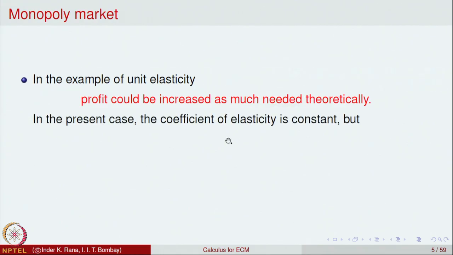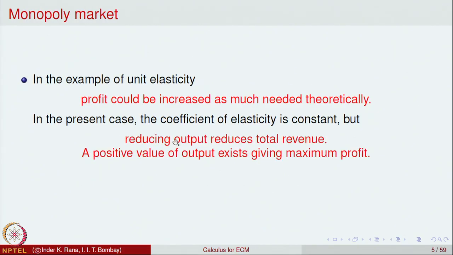In the present case, the coefficient of elasticity is again constant, but the value is equal to 2, it is more than 1, and in this case reducing output reduces total revenue. So, that means if you increase the output, you will increase the revenue, and a positive value of output exists giving the maximum profit, and that is what we observed at the point q equal to 0.6. So, we are relating the coefficient of elasticity with the existence of maximum profit. This is the comparison of the two scenarios.